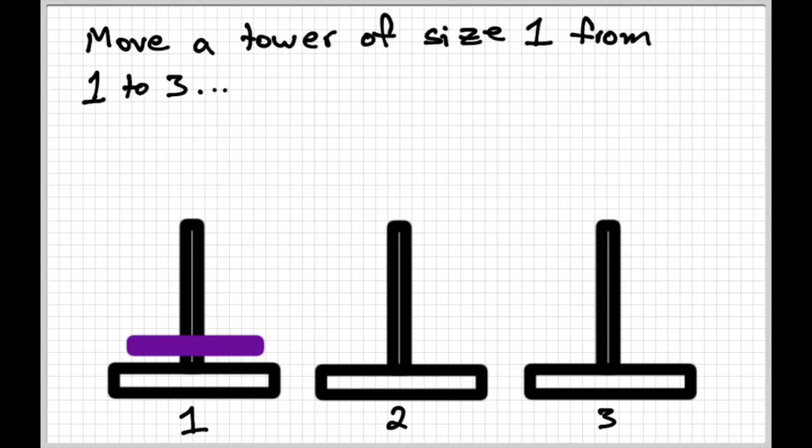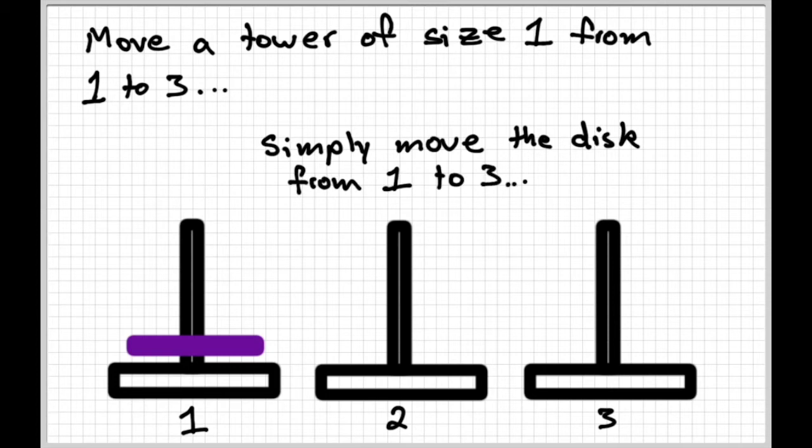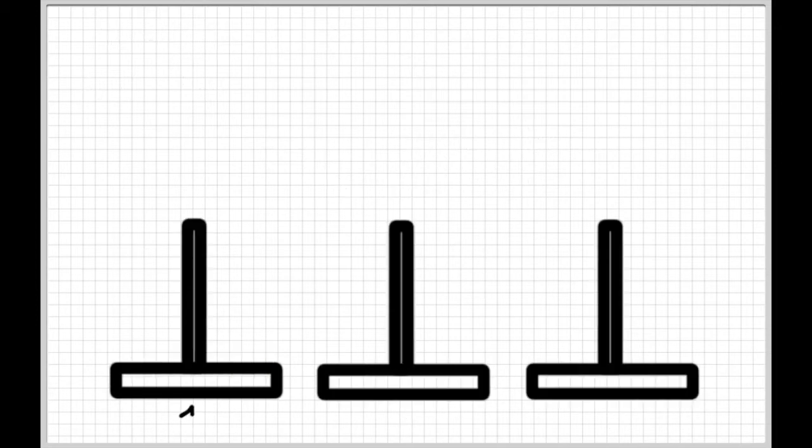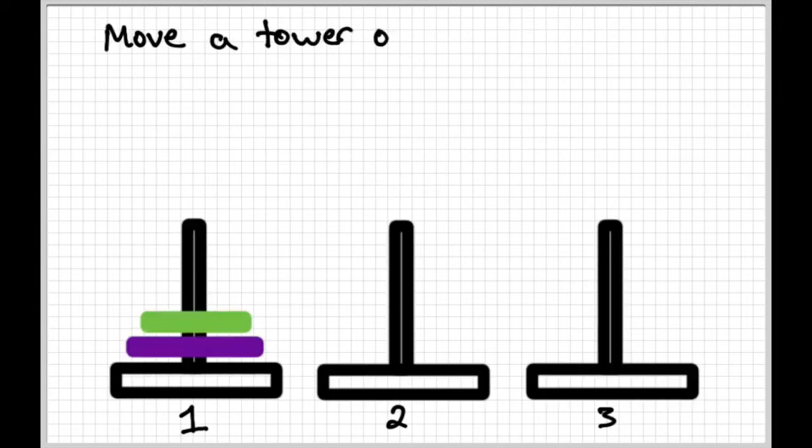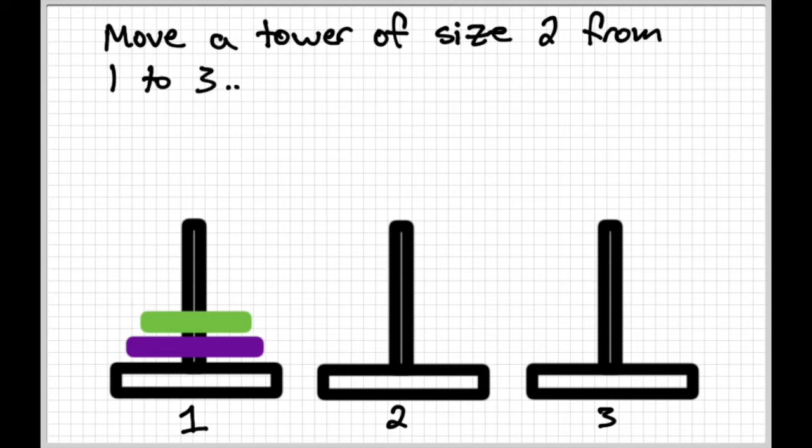So let's start with the task of moving a tower of size 1 from peg 1 to 3. And of course, that's easy. We simply move that disc from pillar 1 to pillar 3, and we're done, right? No big deal. Let's get a little bit trickier. So now let's try to move a tower of size 2 from pillar 1 to pillar 3.